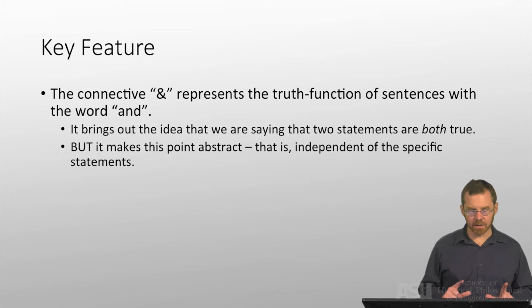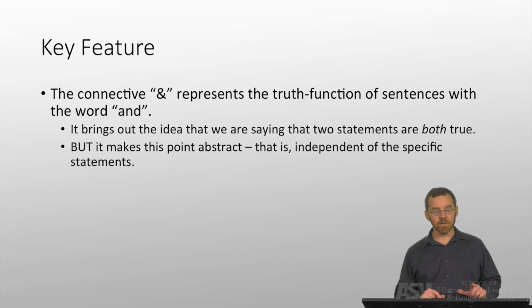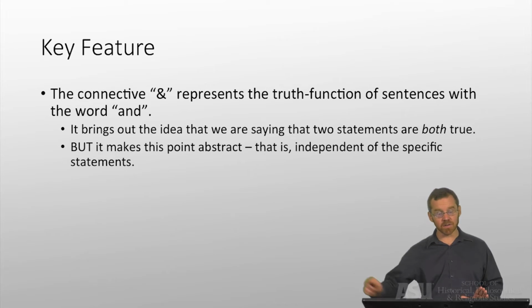So here's the point here. The connective ampersand represents the truth function of sentences with the word and. More to the point, it brings out the idea that we're saying that two statements are both true. But the ampersand with the sentence letters makes this point abstract. That is, independent of the specific statements involved in the English language sentence.